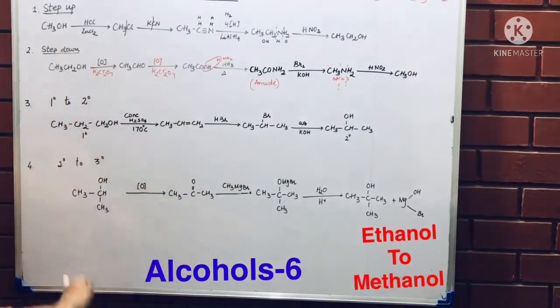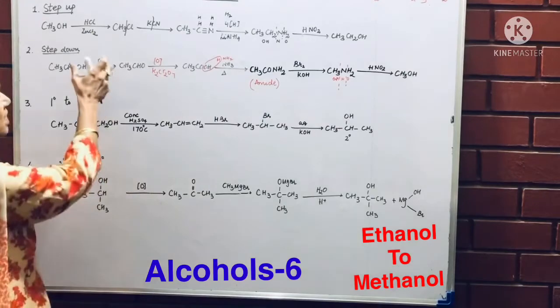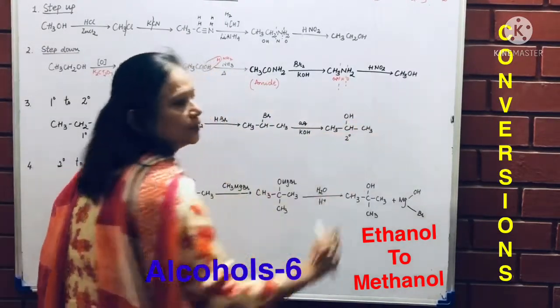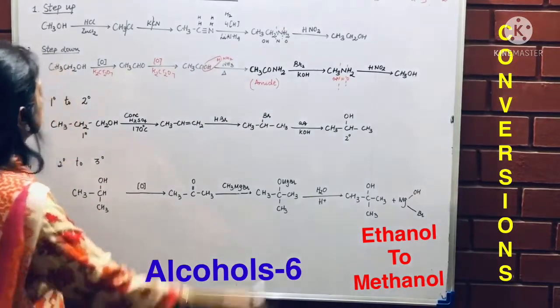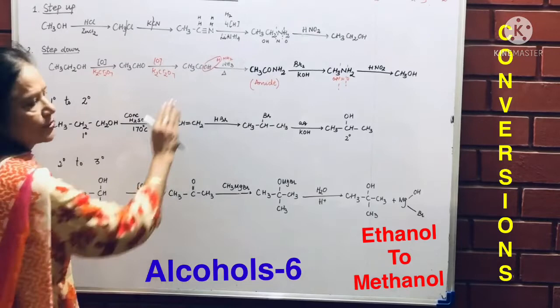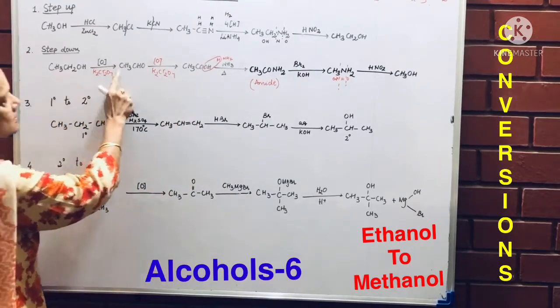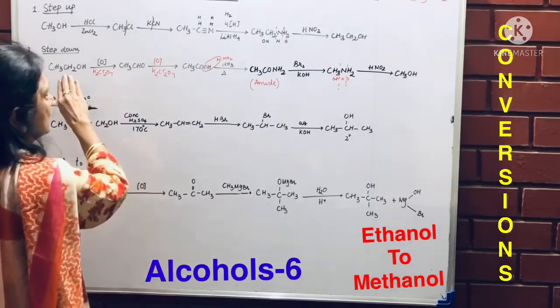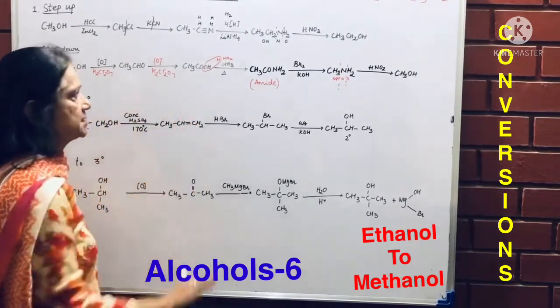Second one is a step down reaction. That is, I am changing a compound with 2 carbon atoms into a compound with 1 carbon atom. So you already know alcohols change into aldehydes, which change into acid. So 2 carbon atoms, 2 carbon atoms, 2 carbon atoms. So be careful of writing down alcohol, aldehyde and acid.